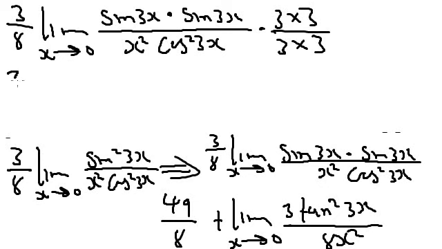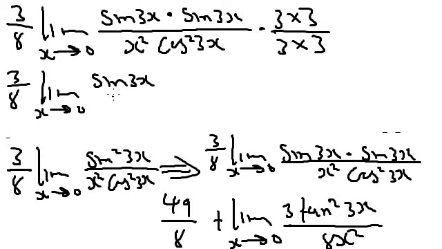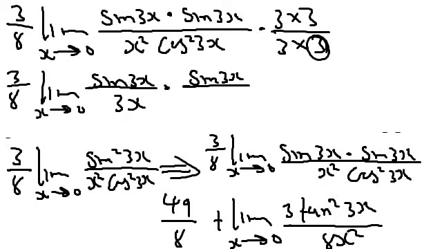Now we have 3 over 8, the limit as x approaches 0 of sine 3x, divided by selecting one 3 and one x. So we have 3x multiplied by sine 3x divided by selecting the other 3 and the other x. That's 3x multiplied by, left over at the numerator is 9, that's 3 times 3. And at the denominator is cosine squared 3x. So now let's move on.